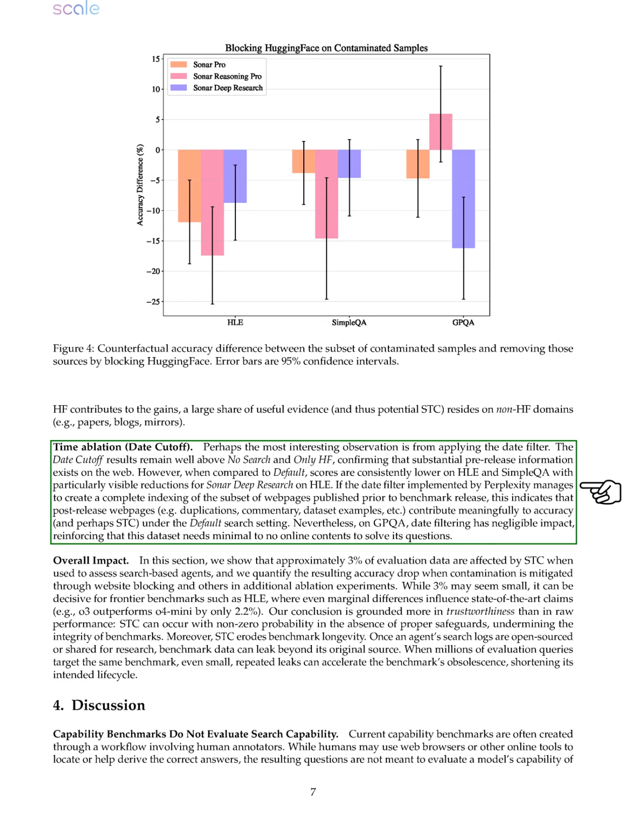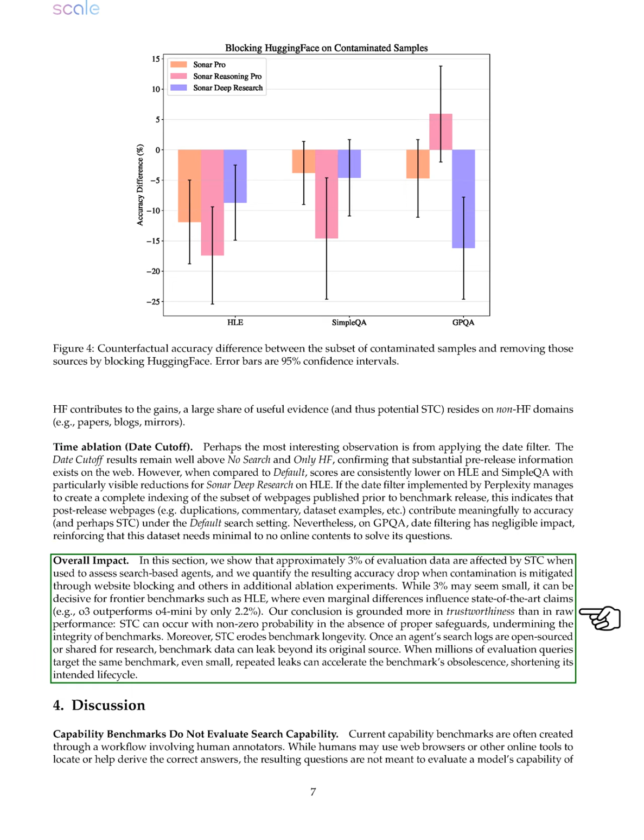On the other hand, for GPQA, the date filter has little effect, indicating that this dataset requires minimal online content to answer its questions. We also note that about 3% of our evaluation data is influenced by STC when assessing search-based agents. We quantify the accuracy drop when we address this contamination through methods like website blocking in further experiments.